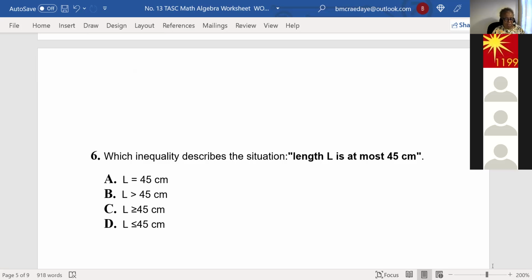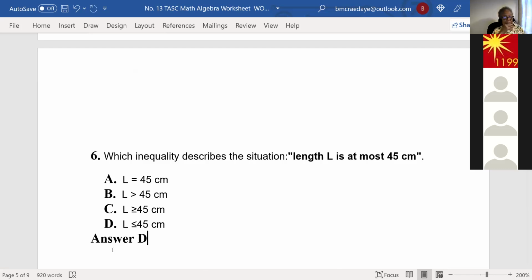Yeah, when you say something is at most 45 centimeters, that means if it's at most, it's at its highest value. So then it's got to be less than or equal, right? At most means it can't be higher than that number. So then it has to be less than or equal. So what is the answer? D. That's right. Answer is D.